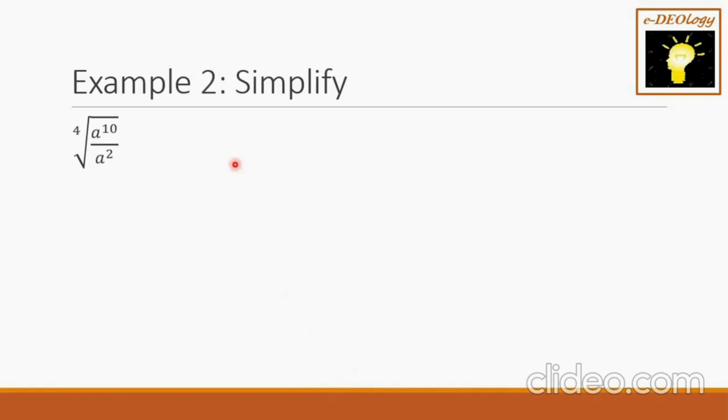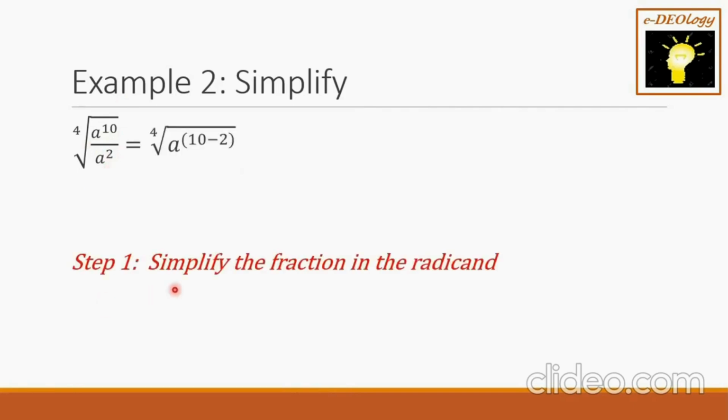Let's have example 2. Let us simplify the fourth root of the fraction a raised to 10 over a square. In step 1, we need to simplify the fraction in the radicand. So we have here exponents with the same base. We can apply our rule that it is equal to a raised to the 10 minus 2, and then the big radical is outside with the index 4. So it is now simplified into the fourth root of a raised to 8.